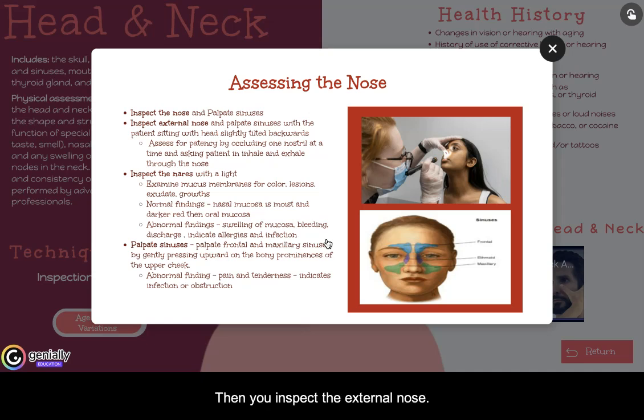Then you inspect the external nose, you palpate, inspect the nares with a light, examine the mucous membranes, color, lesion, and drainage, exudate, that's drainage. Normal findings will be the nasal mucosa is moist and darker red than the oral mucosa. Abnormal findings are swelling of mucosa, bleeding, discharge. They indicate allergies or infection.